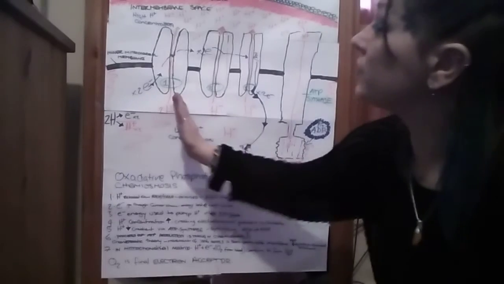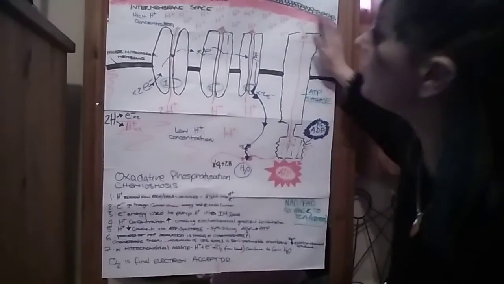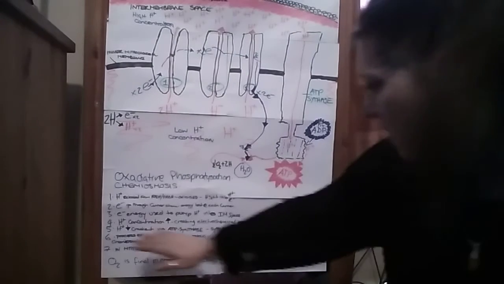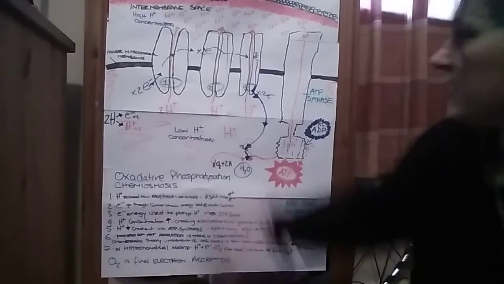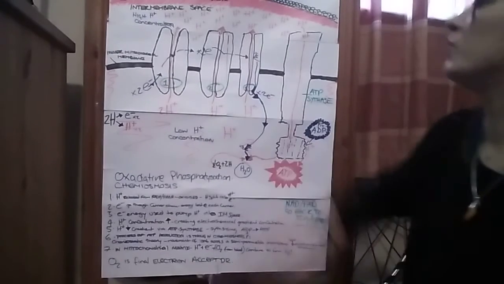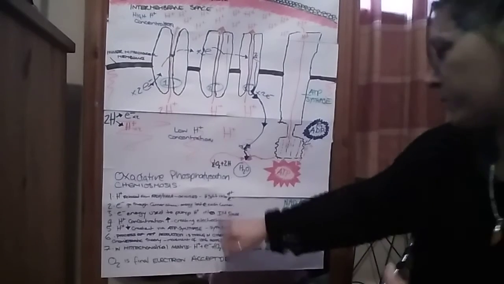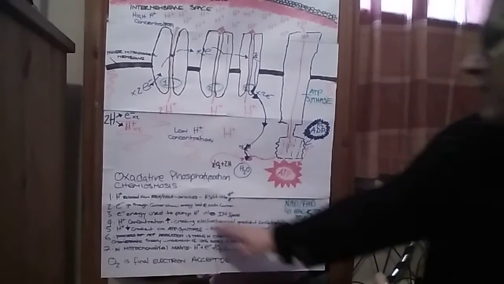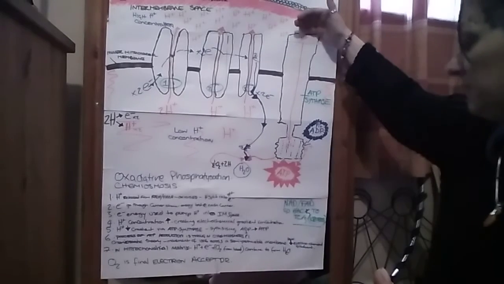The hydrogen protons are going to make their way from this low concentration up here to the intermembrane space, where they're going to build up into a high concentration. Yes, it's the negative electron energy that actually helps propel the positive hydrogen protons through the intermembrane space. Okay, so we've created an electrochemical gradient here. We've got a low gradient down here, a high gradient down here.